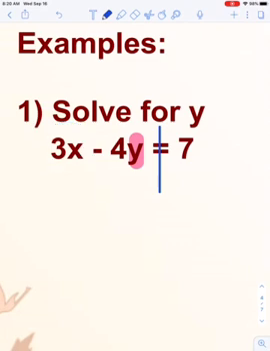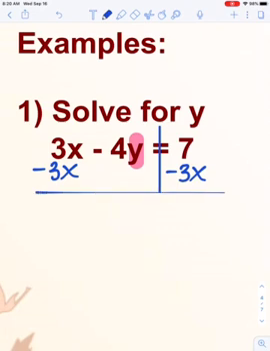I don't want any of that. So make sure you're being careful. The 3x itself, the 3x is positive because there's no sign in front here. So to move a positive 3x, you are going to subtract it. So subtract 3x from both sides of your equal sign. On the left, the 3x cancels, and you are dropping down a -4y. Do not lose that negative.